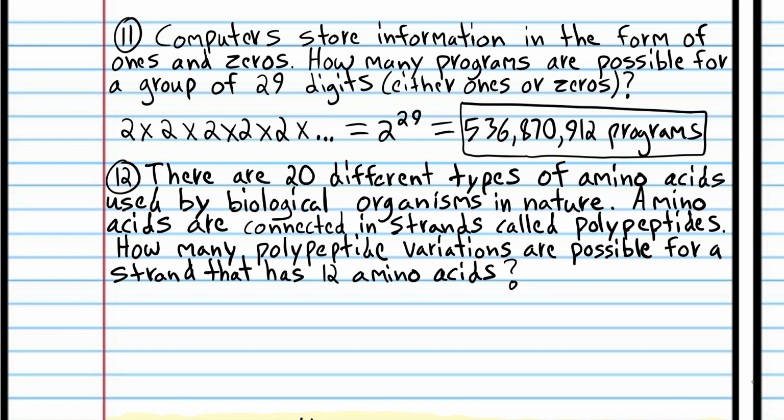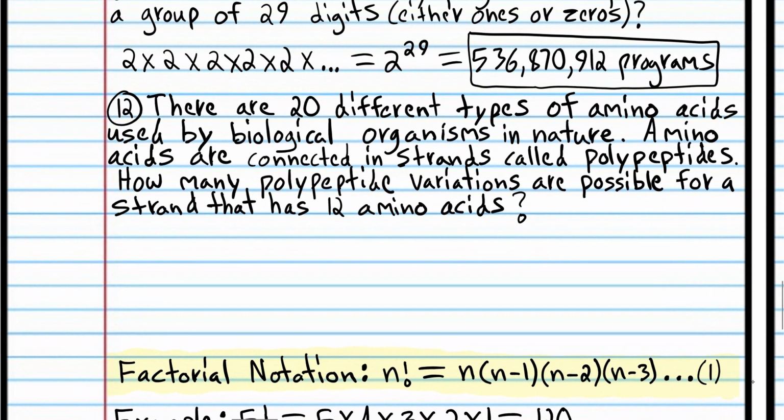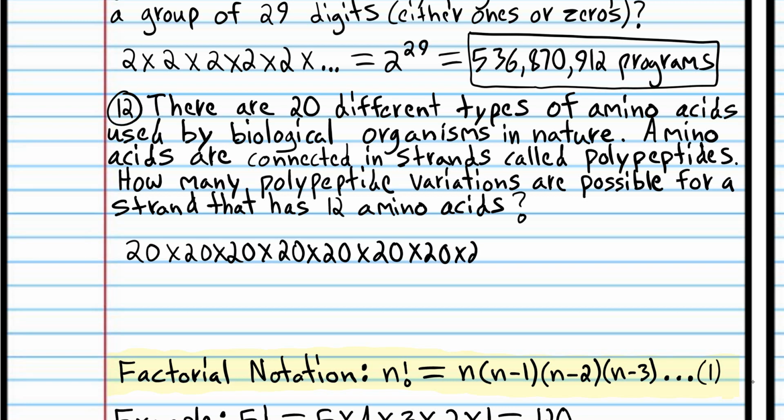Okay, we're back. So we have 20 different amino acids that we can choose for each, or 20 different options we can choose for each amino acid. And we're creating a strand, a polypeptide strand that has 12 amino acids. So we don't really have to keep writing all these down. So we can just say 20 to the 12th power.